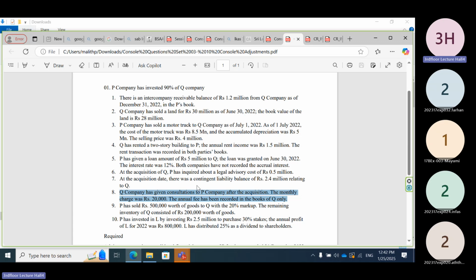Two things. Here we have the P&L and the balance sheet. If you are doing the P&L, what are we going to do? Here we have the P&L of P and Q. The consultation expense, under admin expense maybe, we have 240 here.